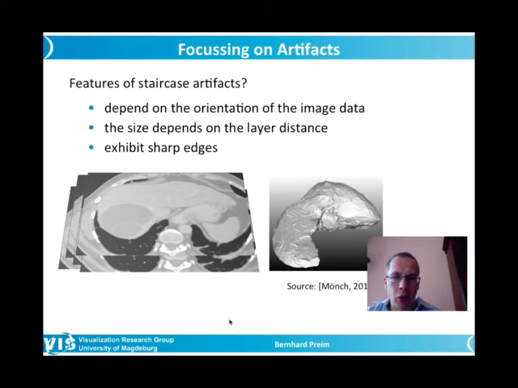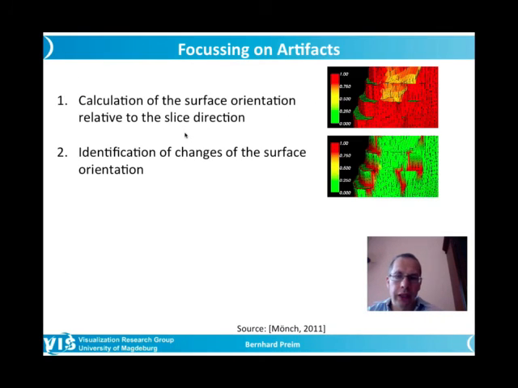We have to determine the orientation of the image data. So what was the original slicing direction? We also have to understand how strongly the distance between the layers differs from the in-plane resolution, and then we can come up with such a process. So first we calculate the surface orientation relative to the slice orientation. Green means that it is in plane, whereas red means it has a high angle to this, a 90-degree angle. Then we identify points where we have a change of the surface orientation.